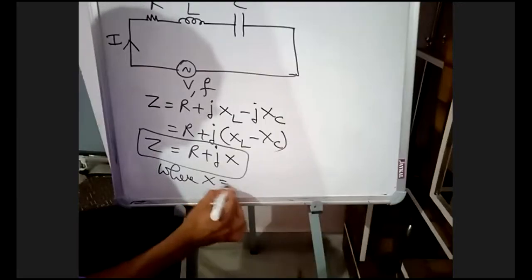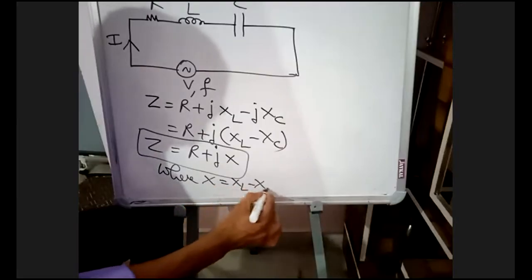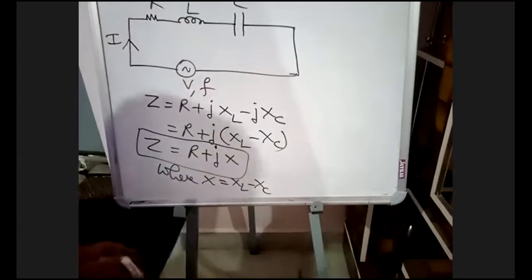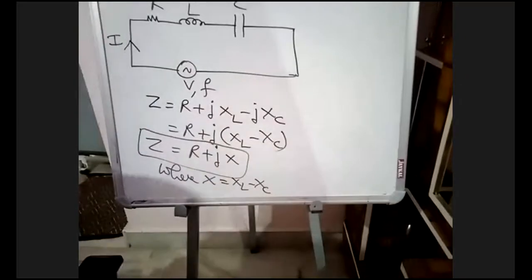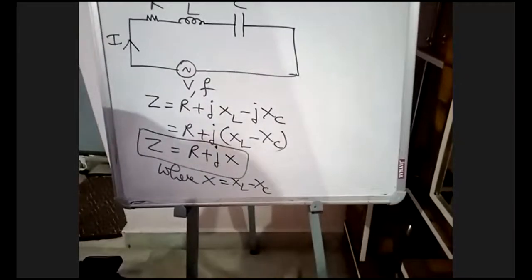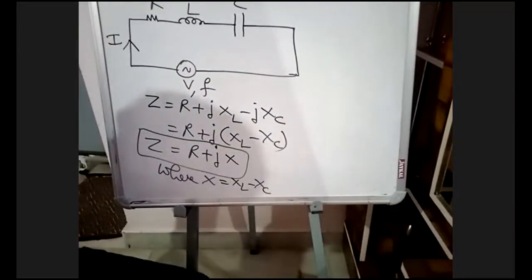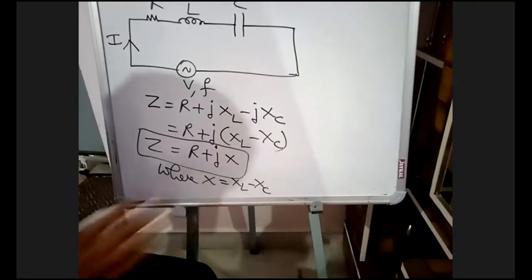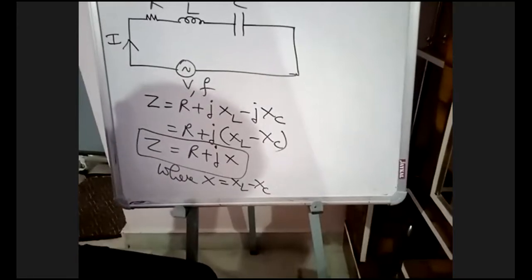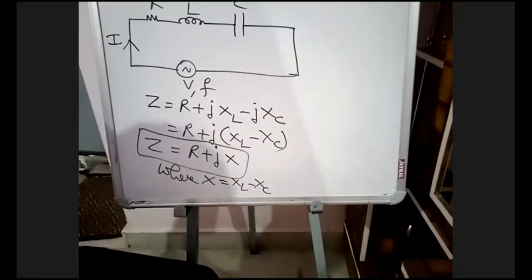Where X is equal to XL minus XC. X is called the net reactance.